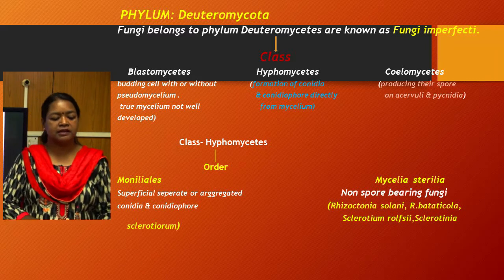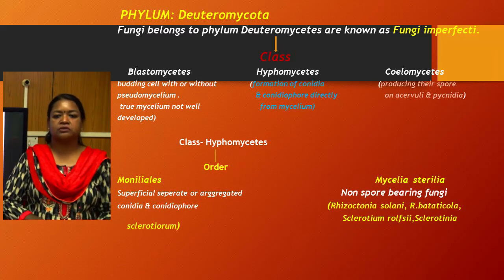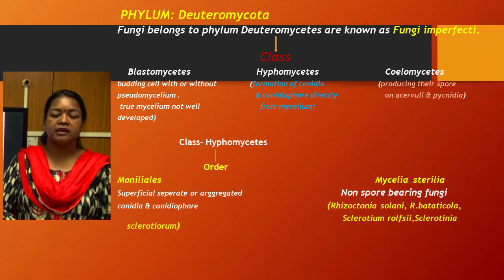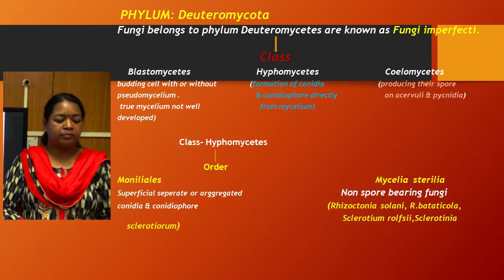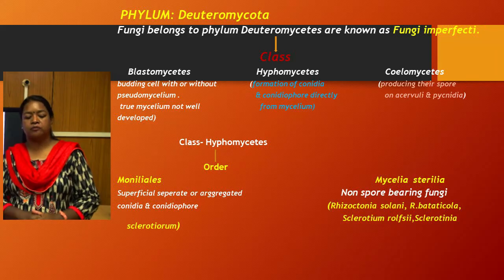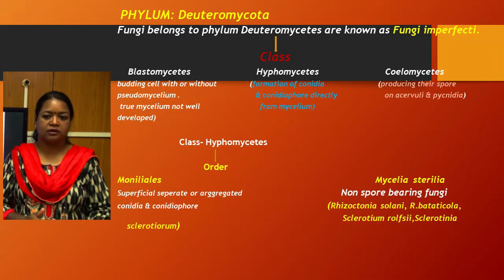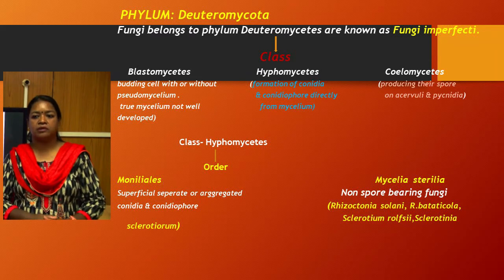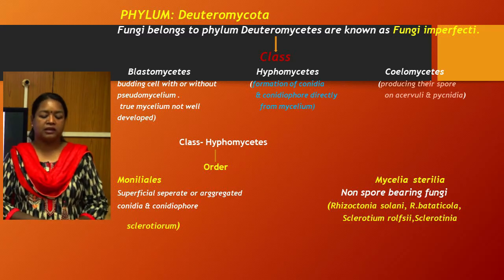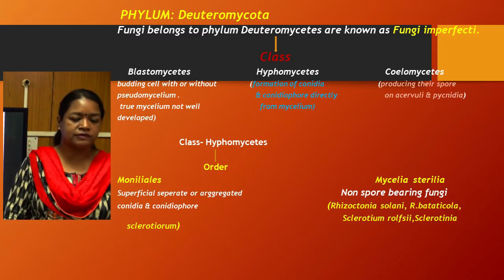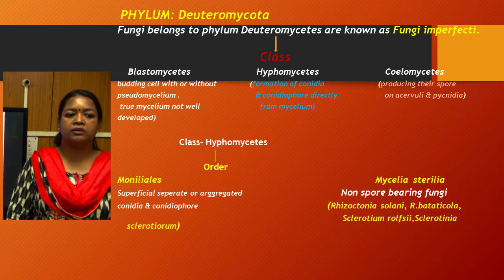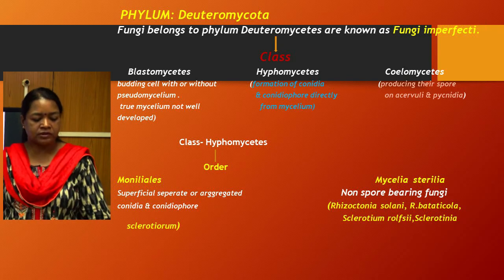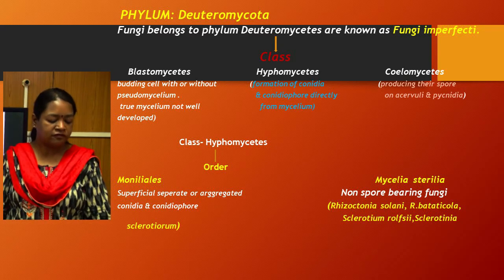An important genus of this order is Rhizoctonia solani, causing banded leaf and sheath blight of maize, banded blight of rice, web blight of urd and moong, Rhizoctonia bataticola. This is the causal organism of dry root rot of chickpea, Sclerotium rolfsii, and Sclerotinia sclerotiorum. Sclerotium rolfsii is the causal organism of collar rot of many plant species, and Sclerotinia sclerotiorum causes the white rot disease of many vegetables.